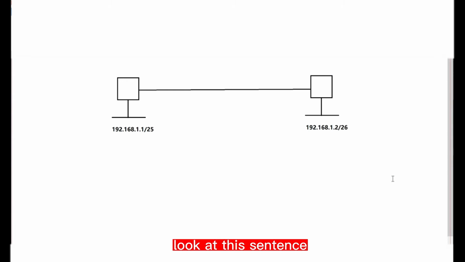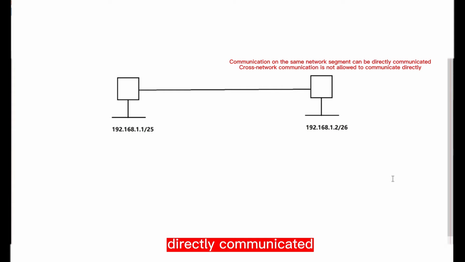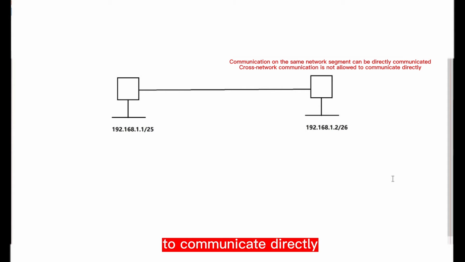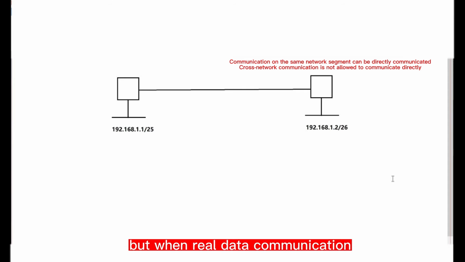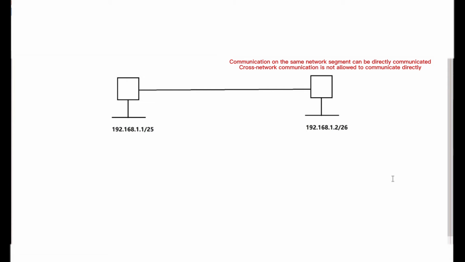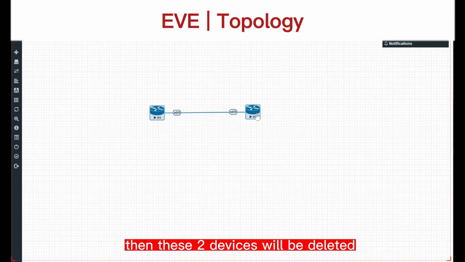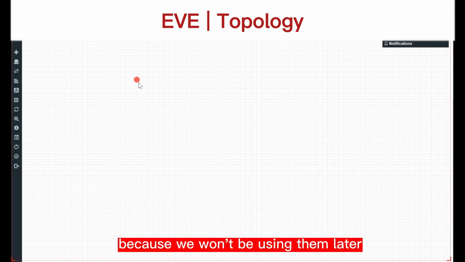Look at this sentence: communication on the same network segment can be directly communicated, cross-network communication is not allowed to communicate directly. This is a forwarding principle. There is nothing wrong with this sentence. But when real data communication happens, is this sentence so absolute? We directly test out the truth. Let's see if it works. Okay. Then these two devices will be deleted, because we won't be using them later.